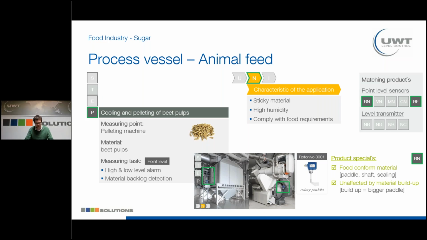So it was standard. The customer went for a Roto-Nivo 3 series with food conform materials, and it needs to be unaffected from buildup. And Roto-Nivo is of course unaffected from buildup. What happens when you have buildup? It only makes the vane bigger, and a bigger vane only increases the sensitivity of the unit itself.